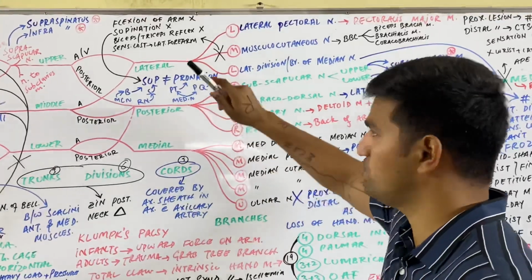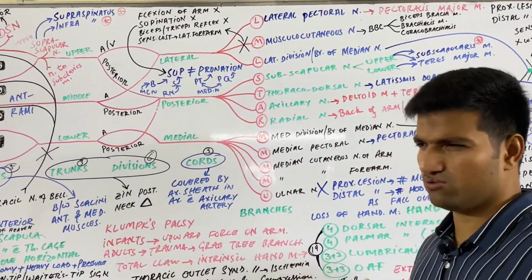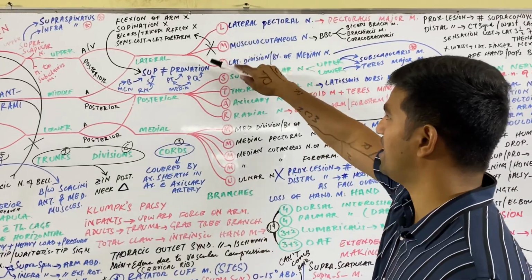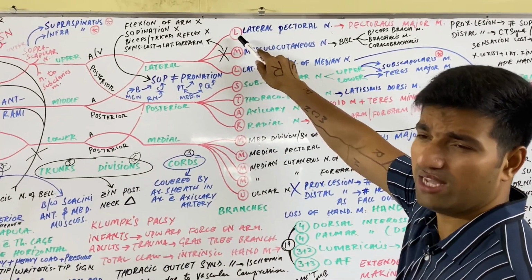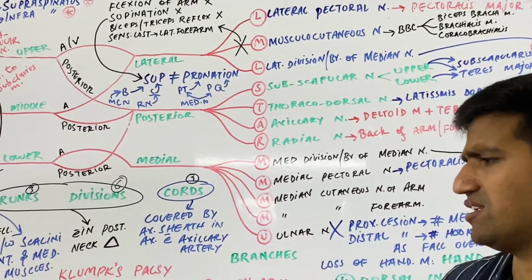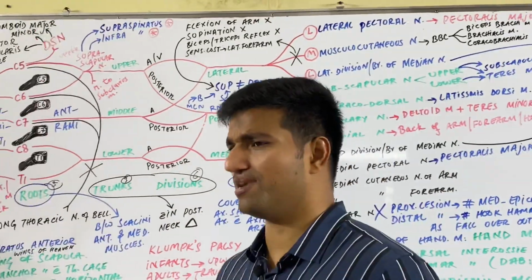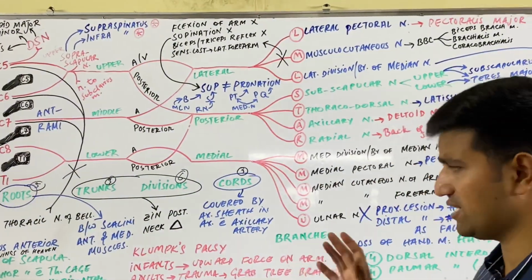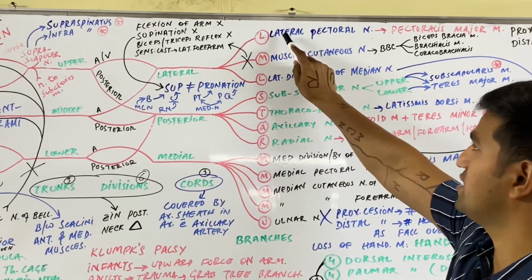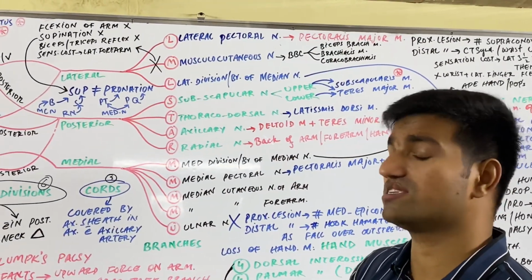Okay, branches from the lateral cord. First of all, the mnemonic is LML or LLM, to learn by heart. LML, L for lateral pectoral nerve. The lateral pectoral nerve innervates the pectoralis major muscle. In some books it is written that it may innervate pectoralis major plus pectoralis minor muscle, but we'll go with this concept that the lateral pectoral nerve will innervate the pectoralis major muscle.